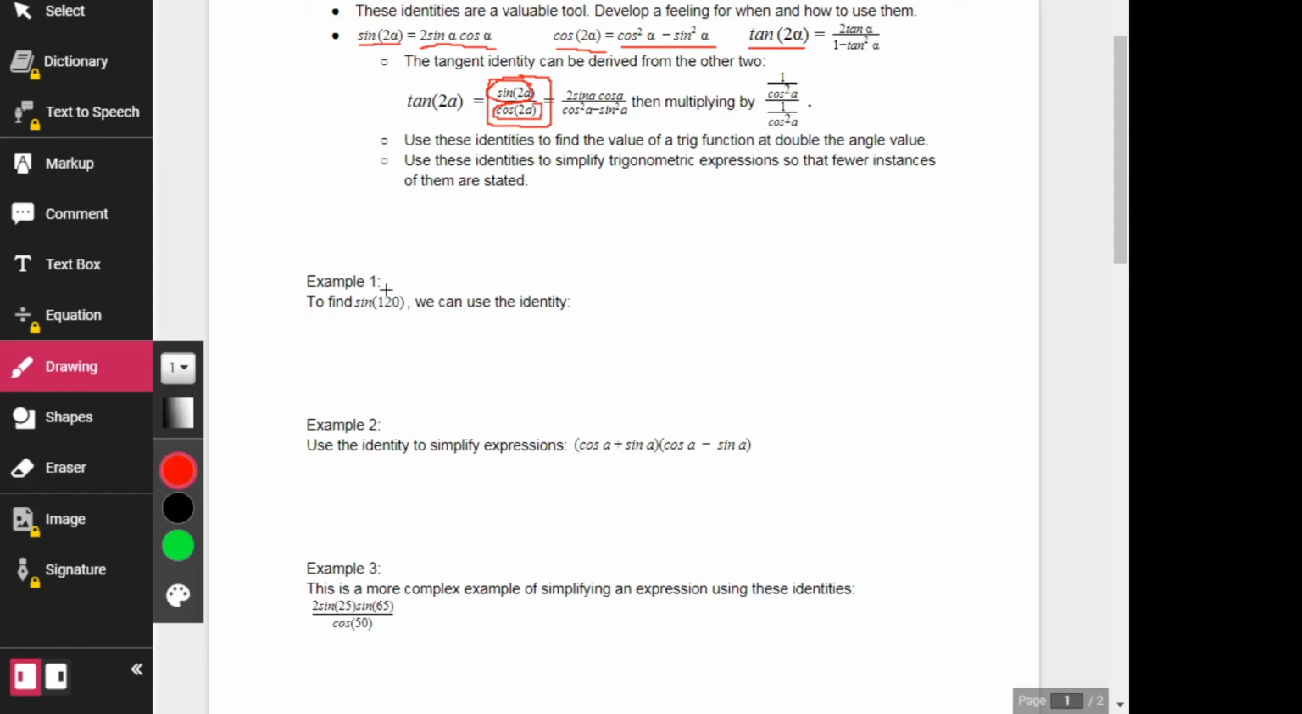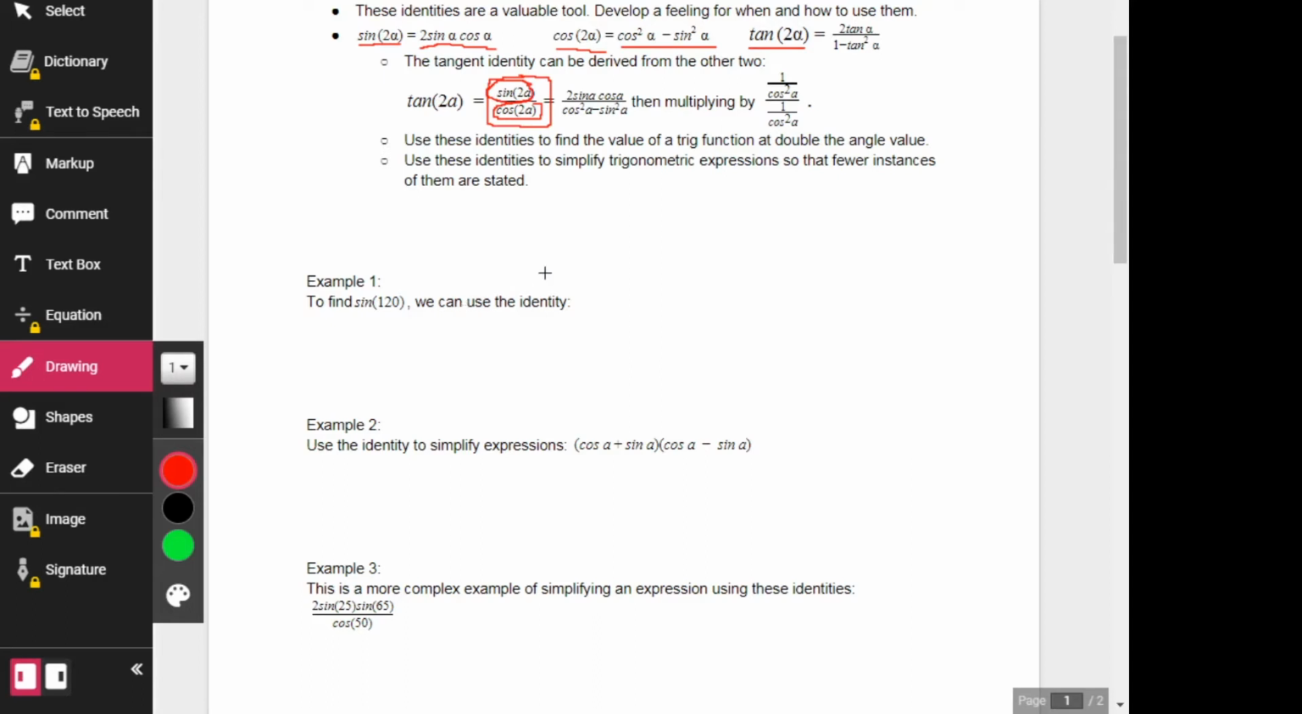Here we have sine of 120. We can use this identity to evaluate it, even if we don't have a calculator. Let's say your mind is blanking out and you can't remember the unit circle, but you do remember your special right triangles, and you know sine of 60 and cosine of 60 and the 30, 60, 90 triangle. But that doesn't help you with sine of 120 because you blanked out on the unit circle. So we can use this identity.